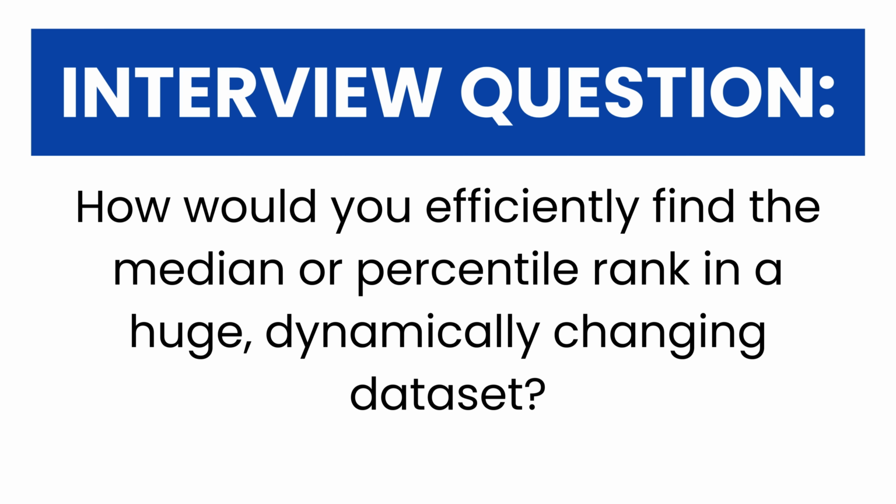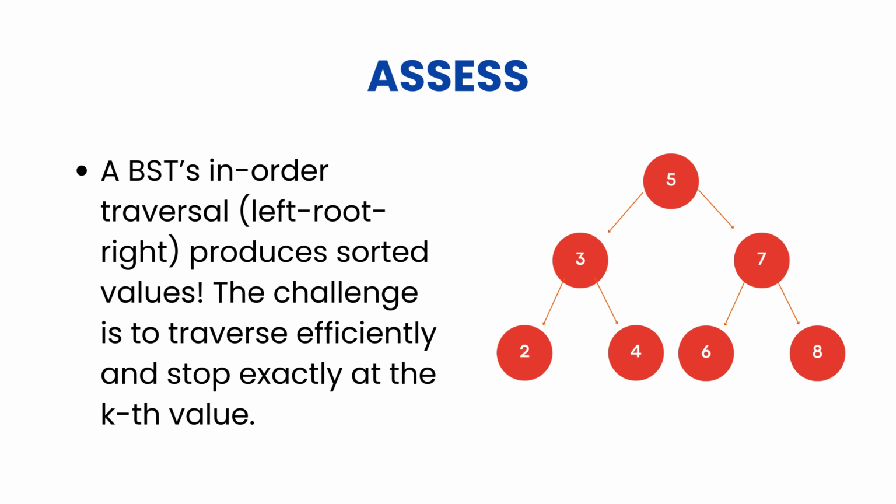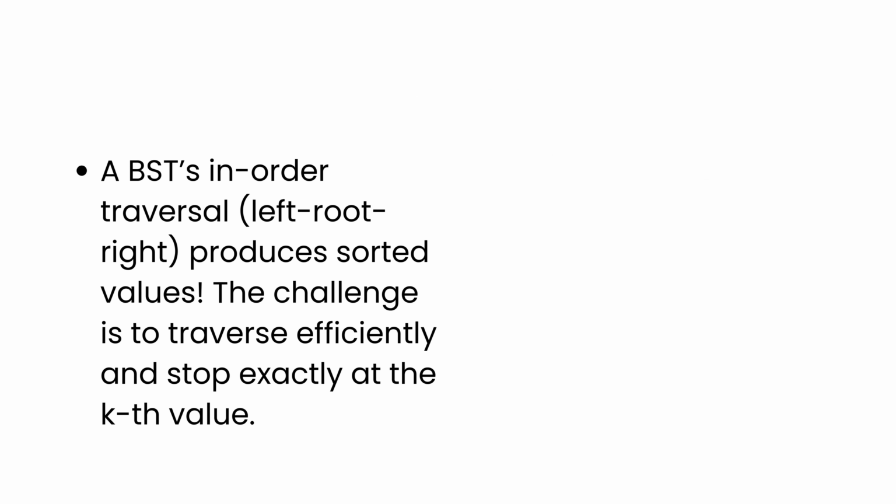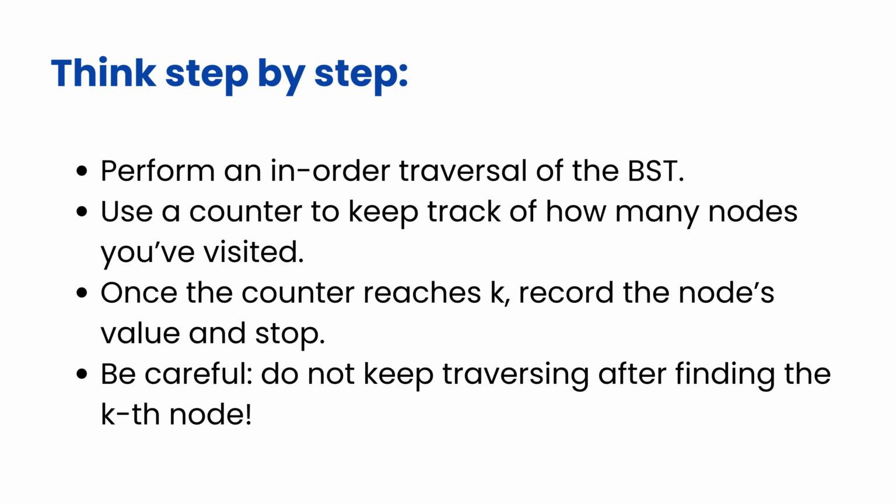Let's assess. What's tricky? A BST's in-order traversal, left root right, produces sorted values. The challenge is to traverse efficiently and stop exactly at the Kth value. Think step by step. Perform an in-order traversal of the BST. Use a counter to keep track of how many nodes you've visited. Once the counter reaches k, record the node's value and stop. Be careful. Do not keep traversing after finding the Kth node.